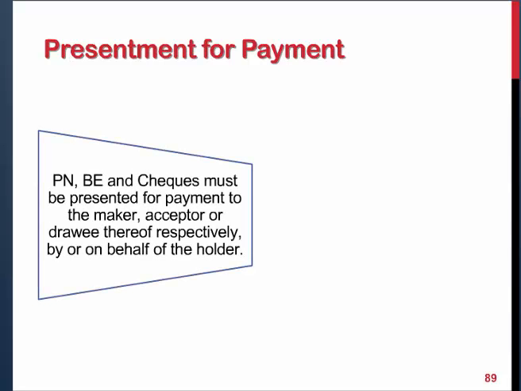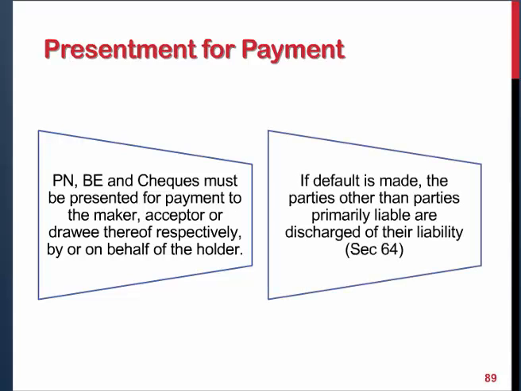Presentation for payment. Promissory notes, bills of exchange, and checks must be presented for payment to the maker, acceptor, or drawee thereof, respectively, by or on behalf of the holder. If default is made, the parties other than parties primarily liable are discharged of their liability. This is as per Section 64 of the Negotiable Instruments Act.